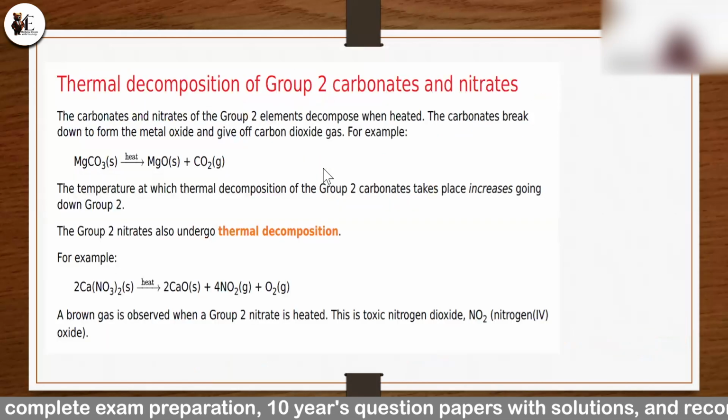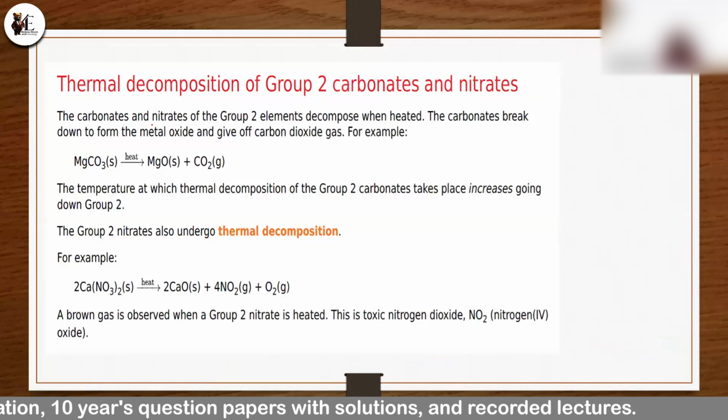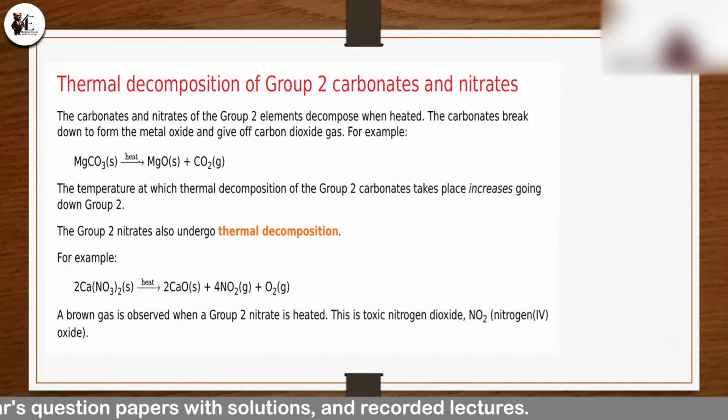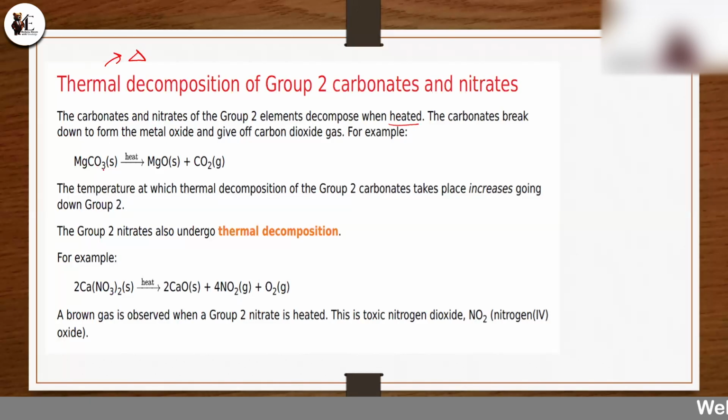Now next is the thermal decomposition of group 2 carbonates and nitrates. So this is the last topic. In thermal decomposition, thermal means we decompose it in the presence of heat. So carbonates and nitrates of group 2 elements decompose when heated. And what are the products? You have to remember the products. If we talk about carbonates, it breaks down to form metal oxide and carbon dioxide as a gas.